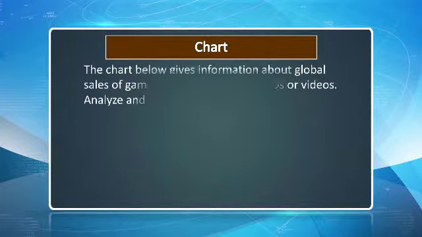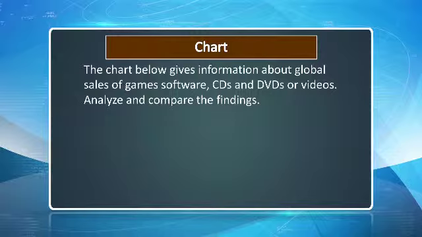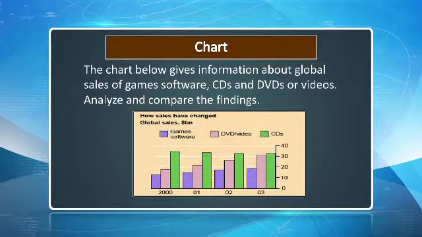For the charts, you will be given information, in this example, about global sales of game software, CDs and DVDs or videos. You need to analyze and compare the findings. So in this chart below, we see how sales have changed. Global sales, of course, in the billions. So we need to understand how to read the chart. And based on that, analyze it and use the information to answer the question that is being given to us.